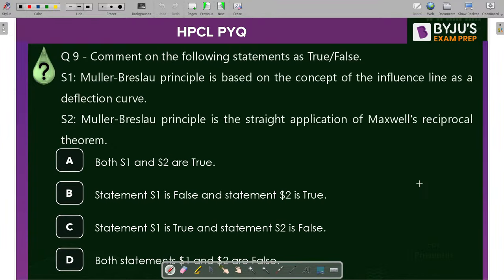Okay, let's move to the next question, which is related to the Mueller-Breslau principle. Kindly read the question, guys. There are two statements given to us, statement number one and statement number two. Tell me, guys, out of these two statements, which of the following are true? C, okay. D, okay. Guys, C, okay, Pooja.